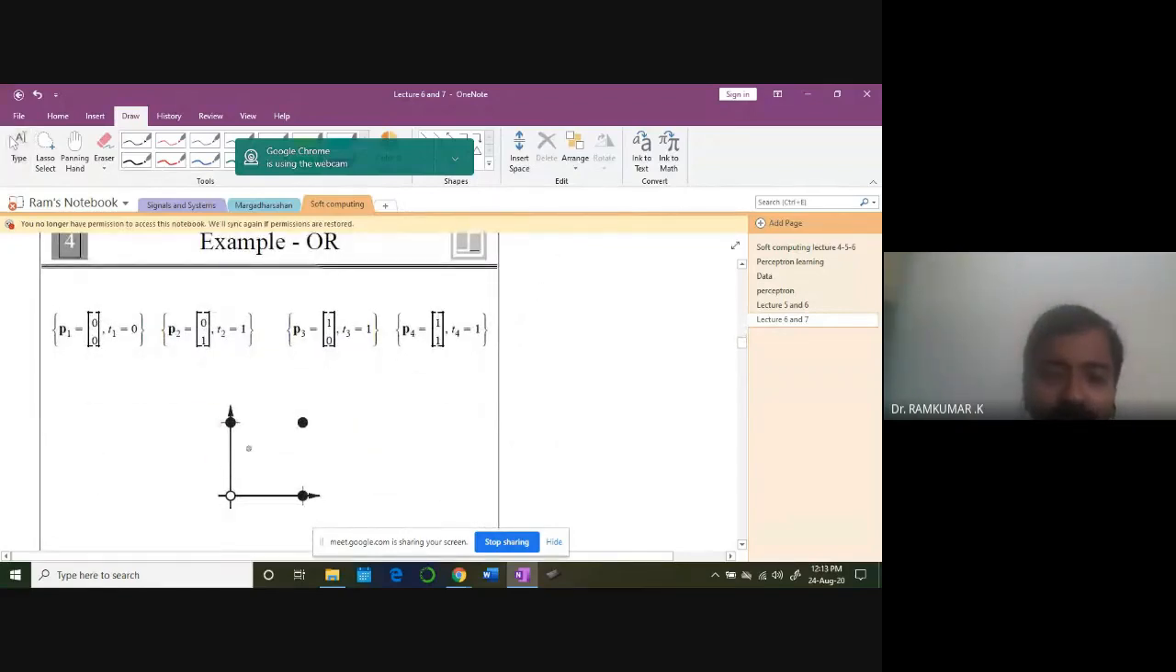Now we need to work out the weight vector in such a fashion that, for this case, the weight vector is like this. The problem is solved because on the positive side you are going to get positive and on the other side negative. So easily you can draw a line like this and solve the problem.